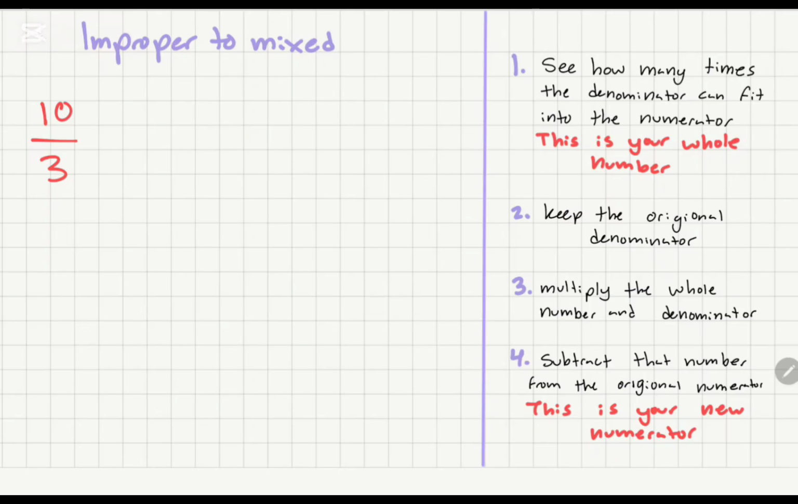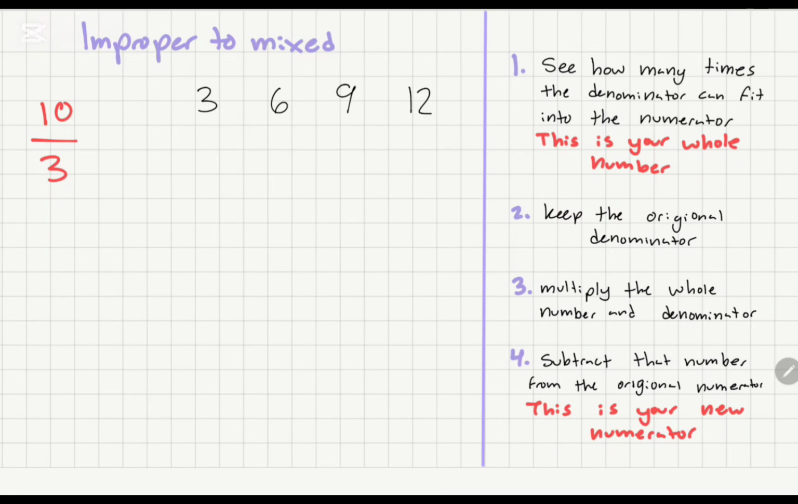Step 1 is to see how many times the denominator can fit into the numerator. My bad. I'm going to do this by skip counting by 3s until I hit a number that is just under 10 and does not go over it. So it's the closest to 10, but without going over it. So let's skip count by 3s. 3, 6, 9, 12. What number is closest to 10 without going over 10? I'm going to give you a second to think.